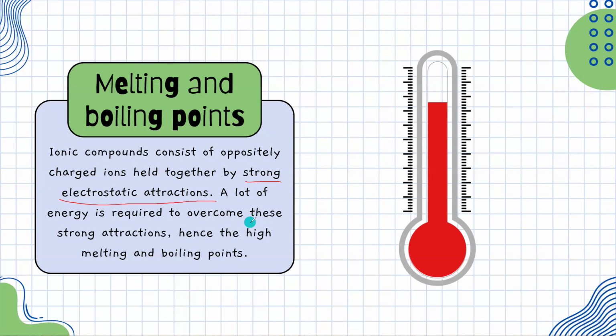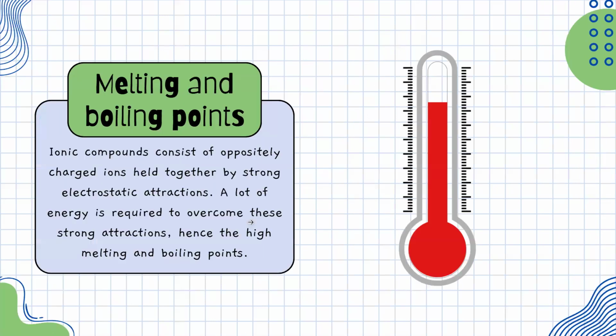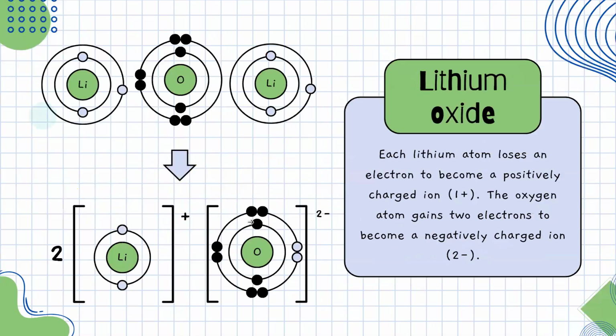Are you all with me? Yes, sir. Beautiful. So in today's class, we have come to the end of everything that we've been talking about since the commencement of today's class. We've talked about what the ionic bond is. We've talked about the elements that it can occur between, and we've also talked about the characteristics of ionic compounds.